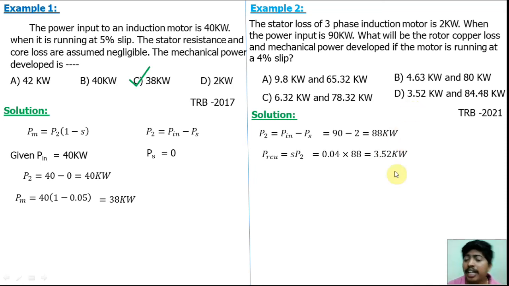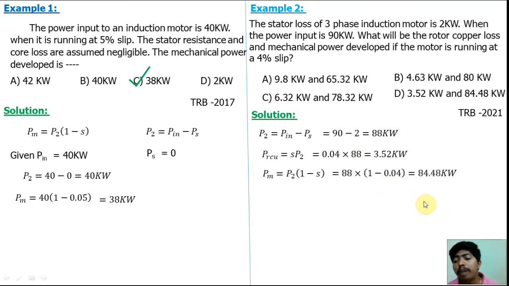We will find the mechanical power developed also. PM is equal to P2 into (1 minus S). Here the P2 value is 88 kilowatt. Substituting values, 88 into (1 minus 0.04), we will get 84.48 kilowatt. So option D is correct.